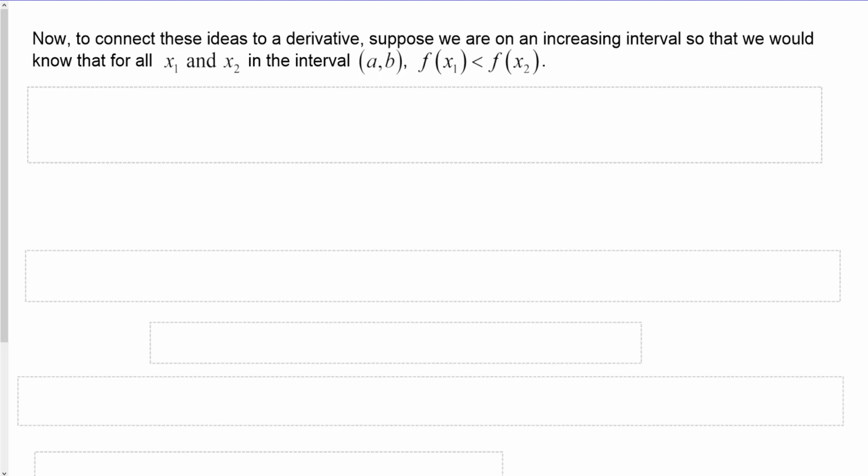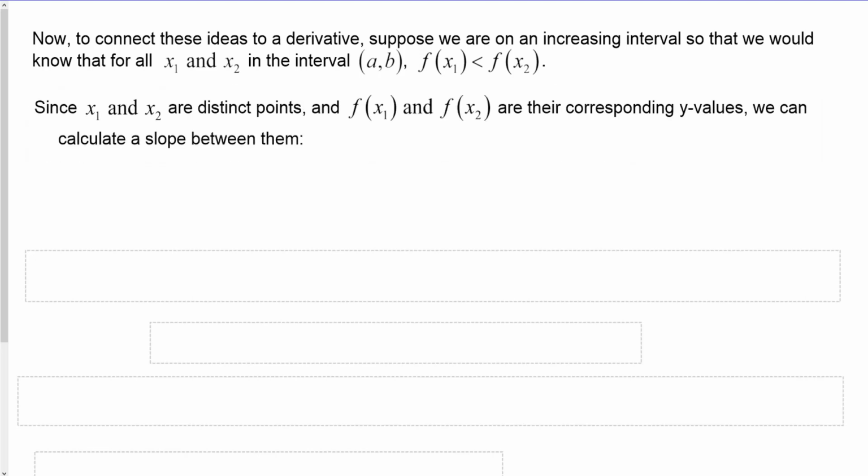All right, so suppose that we're on an interval that's increasing. So we would know that for all x1 and x2 in that interval, f of x1 is going to be less than f of x2. That's by definition what an increasing interval means. Now, since x1 and x2 are distinct points, and f of x1 and f of x2 are their corresponding y values, we can calculate a slope between them. These are just 2 points on a plane, and you can always calculate the slope between any 2 points.